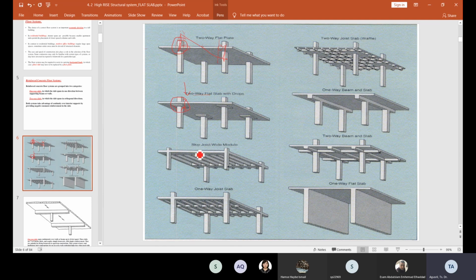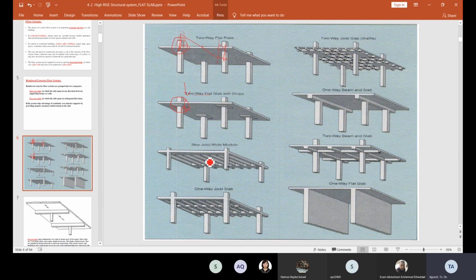And also the column head, if the drop is not sufficient, and then we need to provide the column head here that I will show you. And then also there is the joist or waffle module. The joist actually, if this one we consider the main beam or the girder, that is the secondary beam.